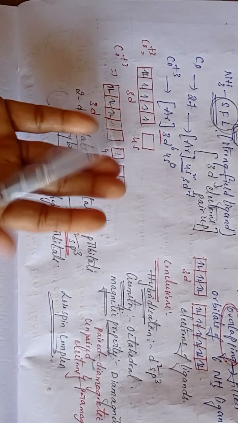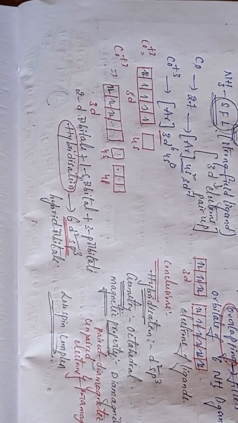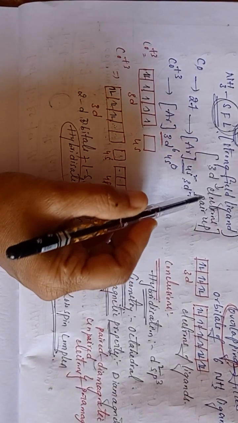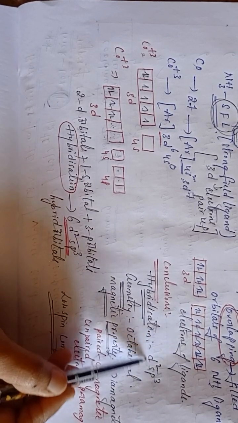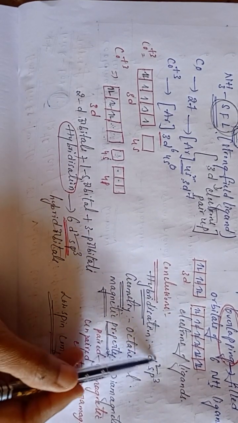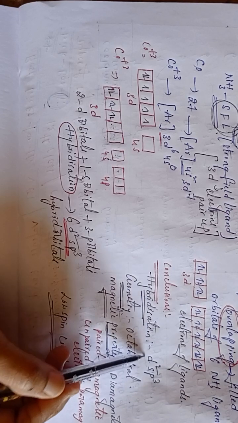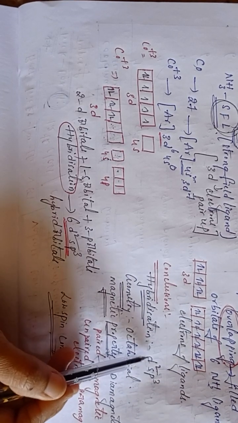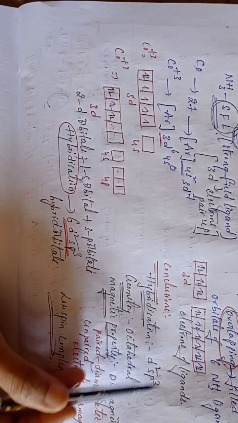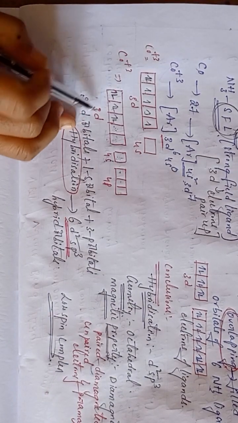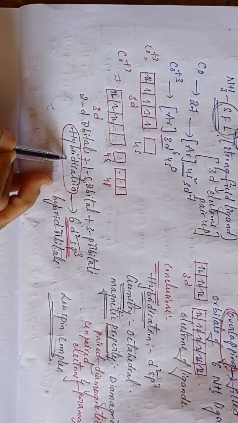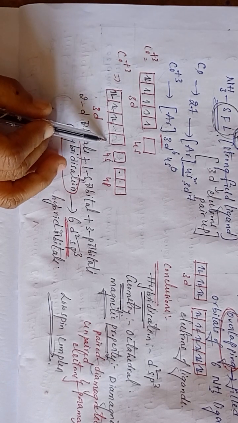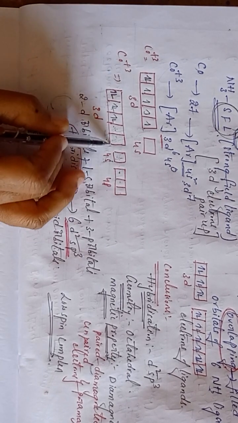Is it an outer d orbital complex or inner d orbital complex? How to tell, students? See here in the hybridization, first which one came? D orbitals came. First d orbitals came means 3d orbitals, because here I told you 3d orbitals. Here 3d vacant orbitals are undergoing hybridization. That means 3d is nothing but inner d orbital.